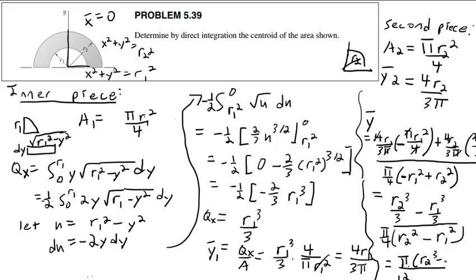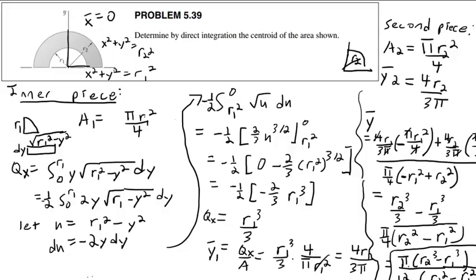R2 to the third minus R1 to the third over R2 squared minus R1 squared, like so. And I'm just going to leave it at that. I think we can pull an R2 minus R1 out of this one, but whatever, I'm feeling lazy, so that's okay. I don't feel like doing long division today.